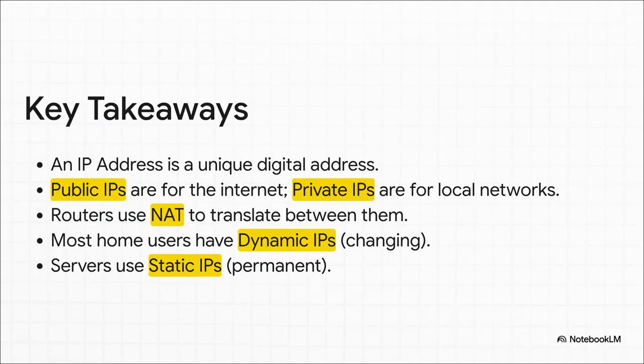So let's just do a super quick recap of the main points. An IP address is basically a unique digital address. You've got public IPs for the big global internet and private IPs for your own local network at home. Your router uses that magic process called NAT to translate between them. Most of us have dynamic IPs that can change, while servers need those permanent, static IPs to be reliable.